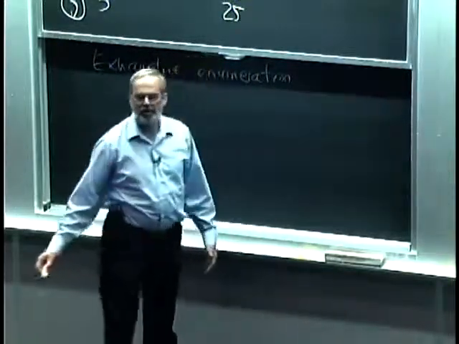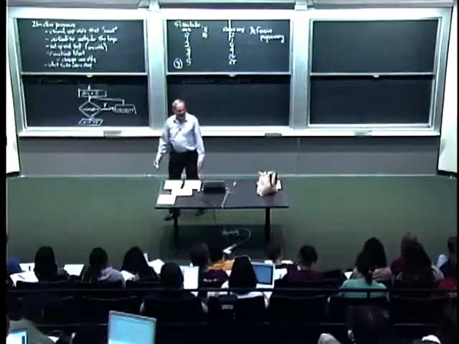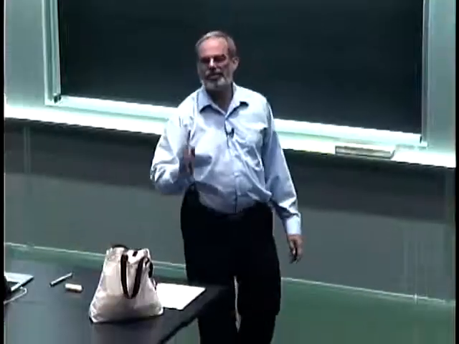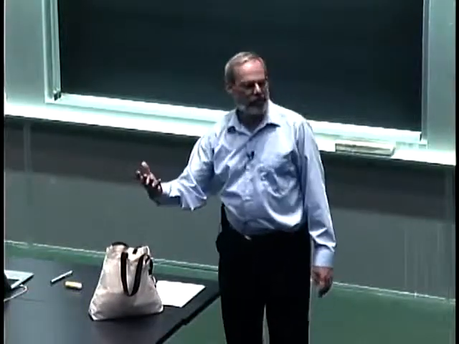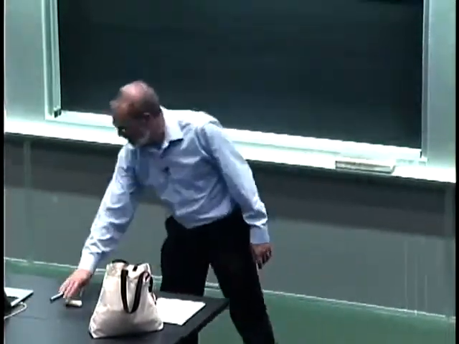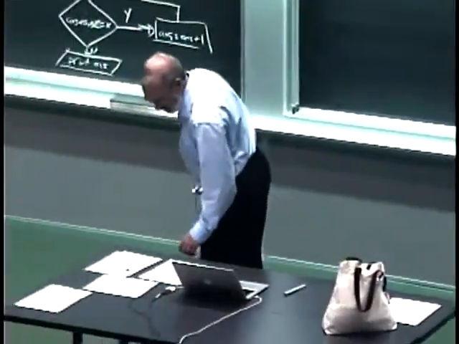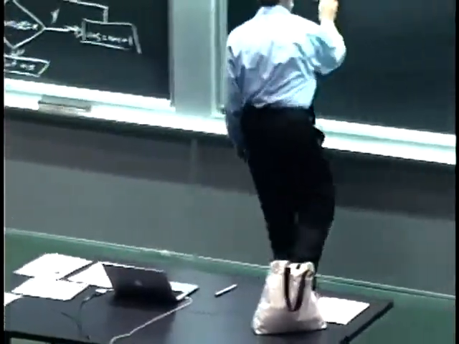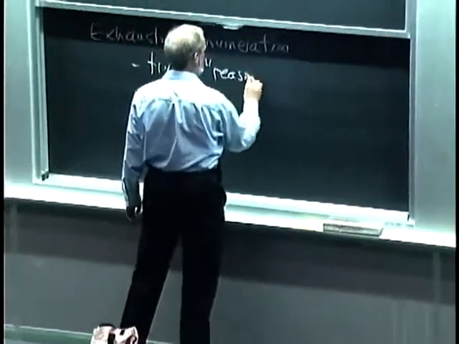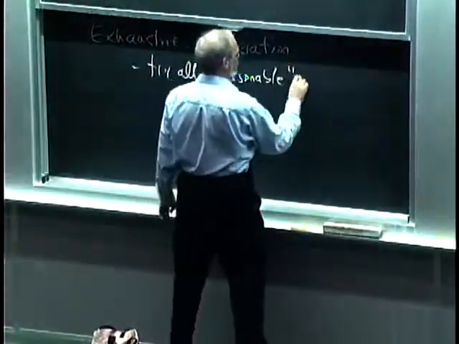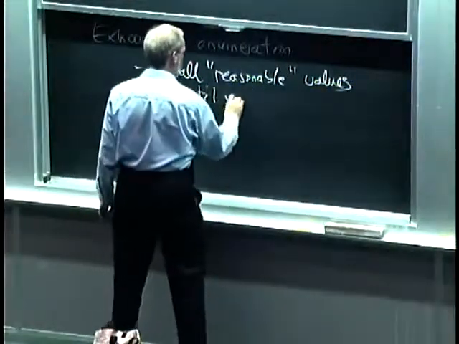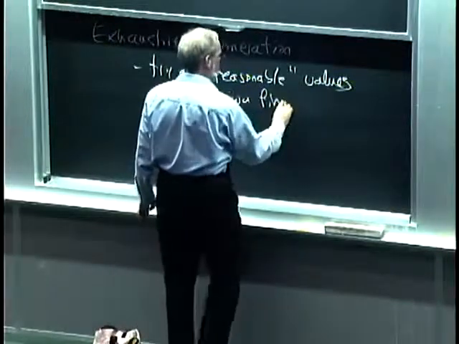Often referred to as exhaustive enumeration. What does that mean? It says I'm literally walking through all possible values of some parameter, some element of the computation, testing everything until I find the right answer. Right, so I can even write that down. It's essentially saying try all reasonable values until you find the solution.